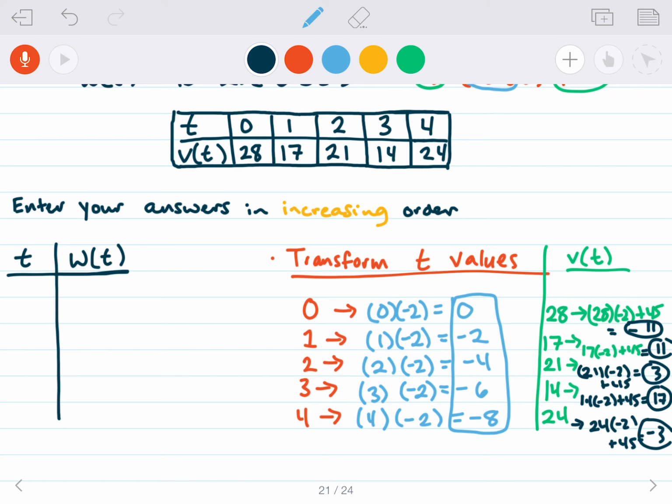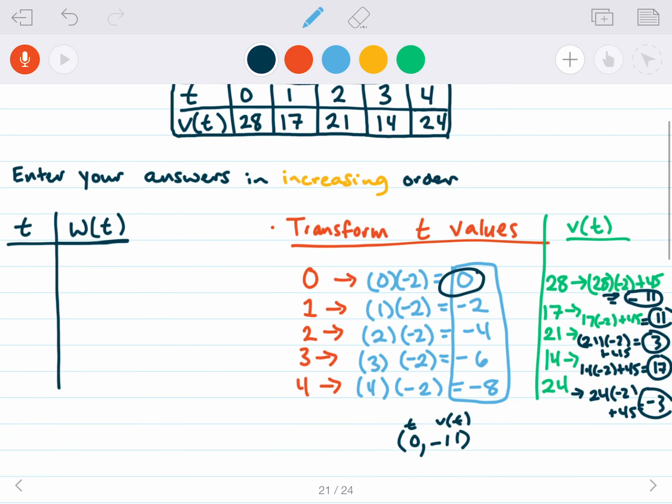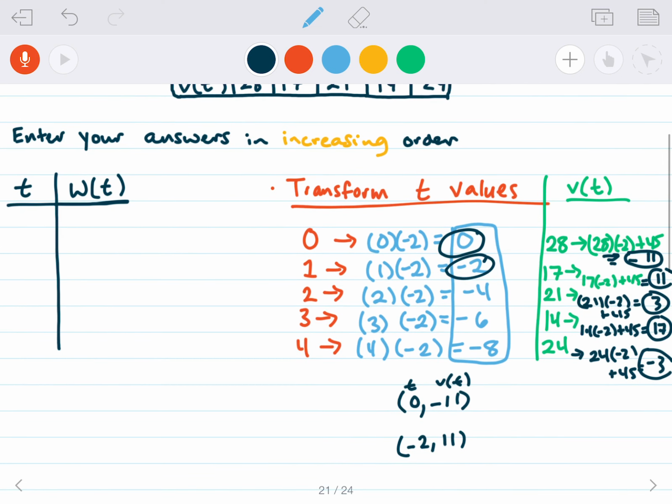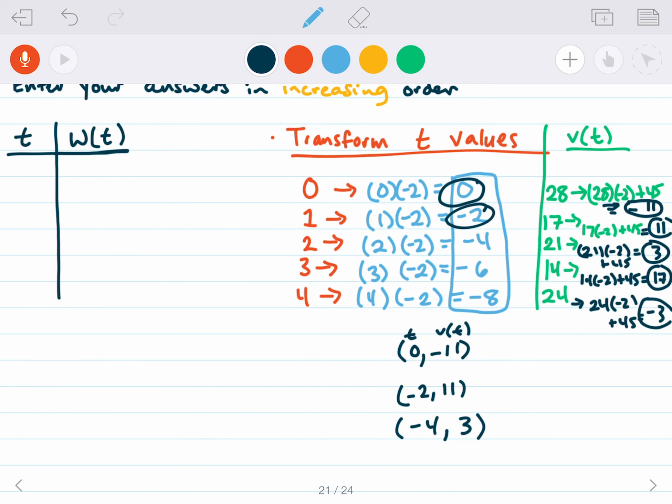Okay, so we can write these as an ordered pair, right? So we have this one goes with -11. So we have 0, -11. So this is t, phi of t. -2, 11. So the second one goes with 11. -4, and then 3. -6, 17.